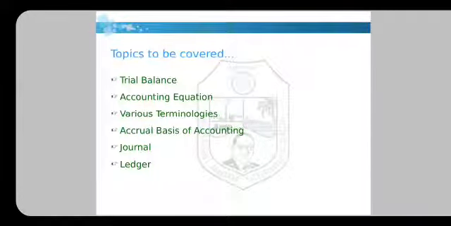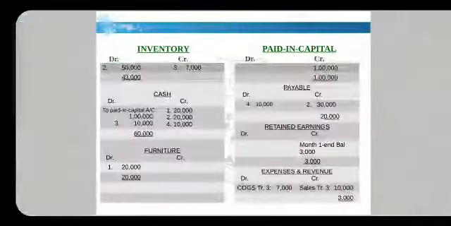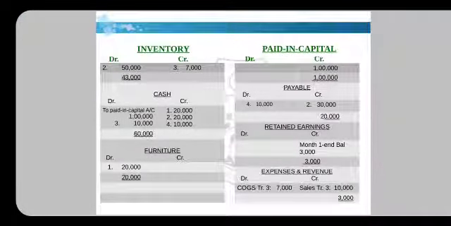First is the meaning of trial balance, what is the accounting equation, various terminologies, accrual basis of accounting, and what is journal and ledger. The difference between journal and ledger we have seen in the last lecture. So, this is the example that we started in the last lecture, the example of Hari. Hari bought some furniture and so on. The right hand side shows the paid in capital account and the left hand side shows the inventory account, right?